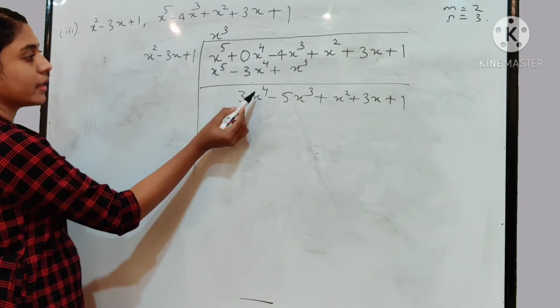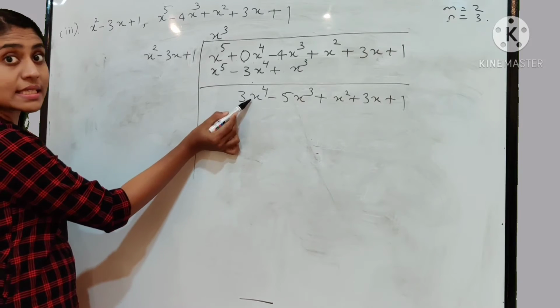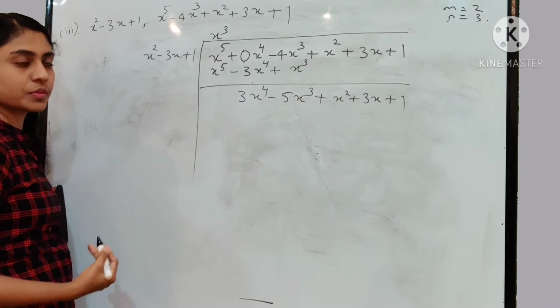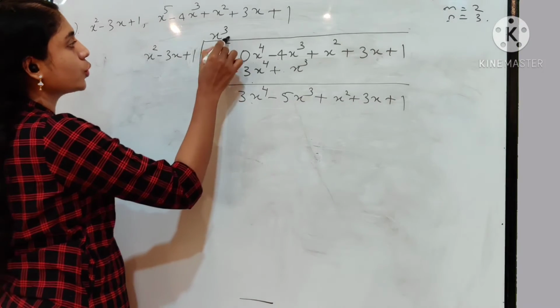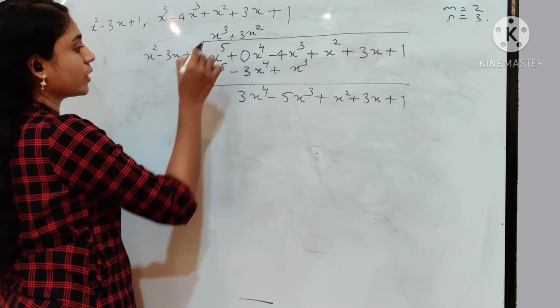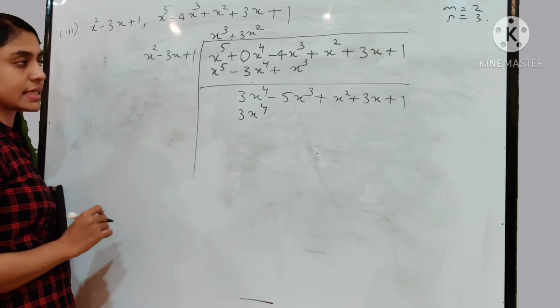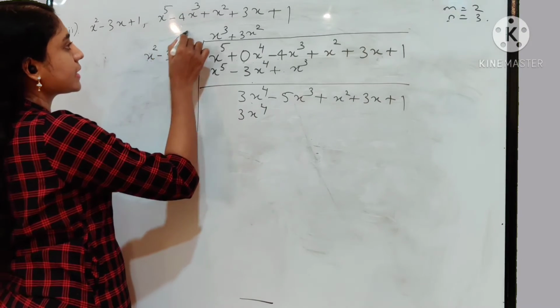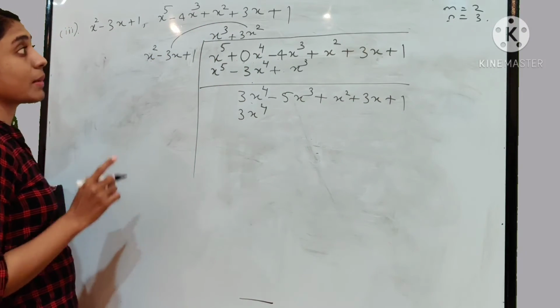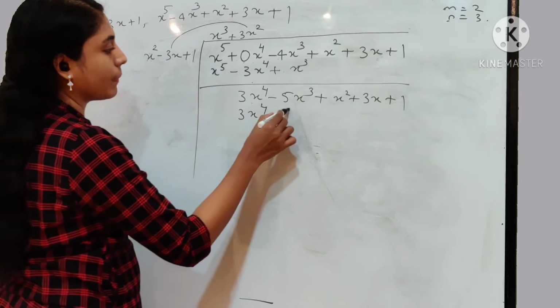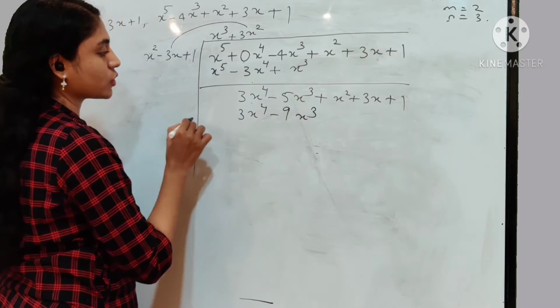Now again here x raised to 4, here x square. So degree is higher on this side, so we can perform the division. x square into 3x square, it is 3x raised to 4. Then minus 3x into 3x square, it is minus 9x cube. Minus 9x cube, write it under the x cube term.